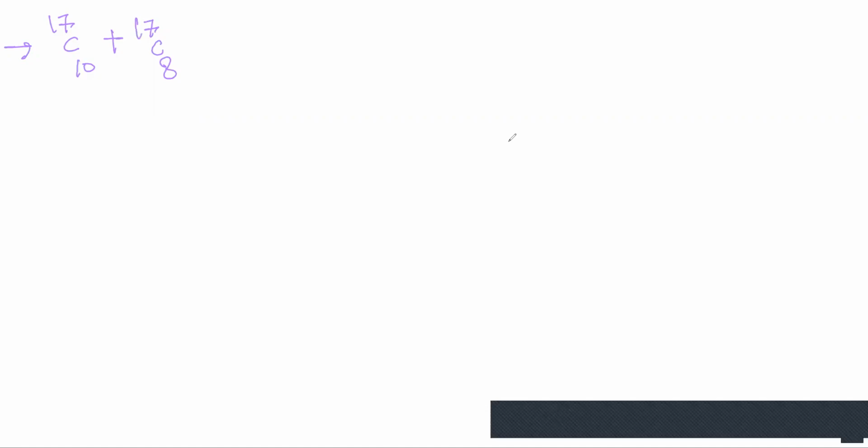So use the second property first. Using the second property, can I write this 17C10 as 17C7? It will become 17C7 if I use the second property: nCr equals nC(n minus r). Am I correct? Yes, sir. Right, and now they can be added because the lower coefficient is consecutive, and they can be written as 18C8.